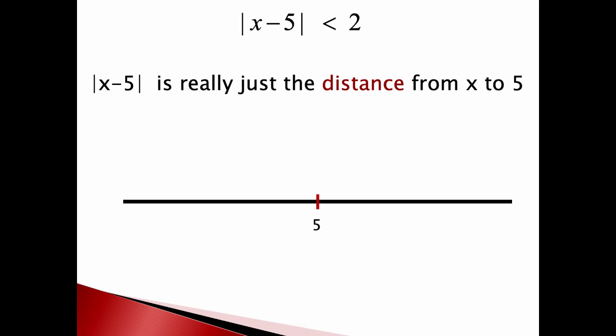So here's 5, and I say, where could my x live? It's got to be somewhere on this number line. Where could it live? Well, the distance from 5 has to be less than 2. So it can't be any more than 2 away from 5. That means I could go 2 in this direction and all the way up to the 7, or I could go 2 in that direction all the way down to the 3. That's it. X has to live somewhere between 3 and 7. And because that's strictly less than, I can't count the 3 or the 7. It's open interval 3 to open interval 7. Okay?